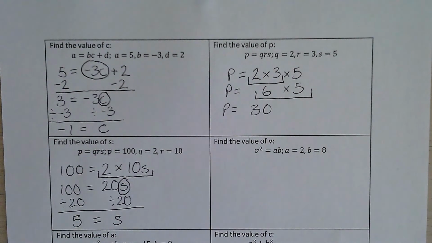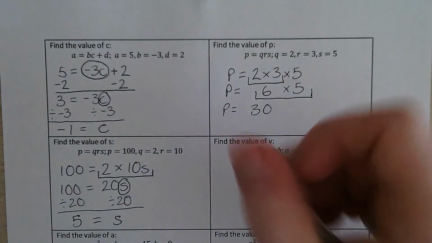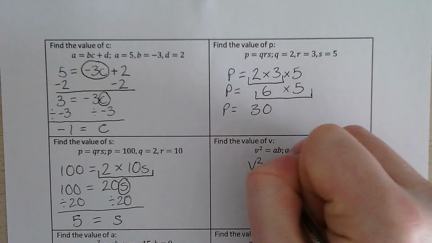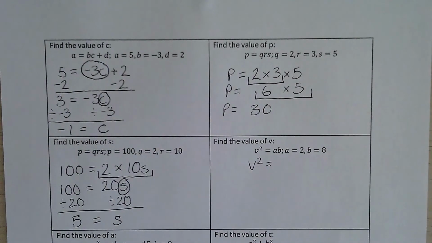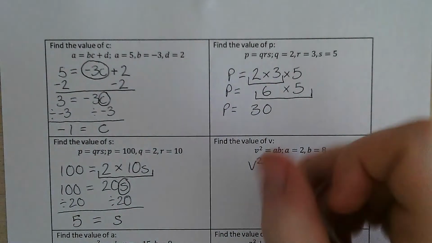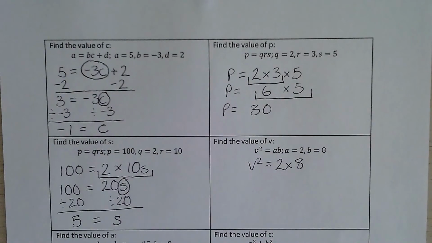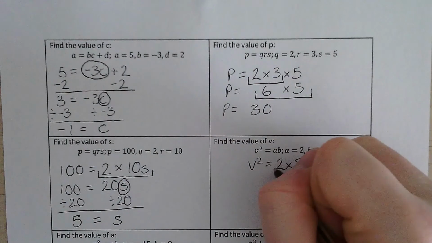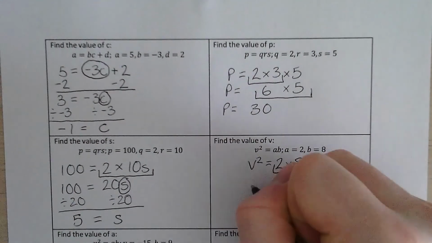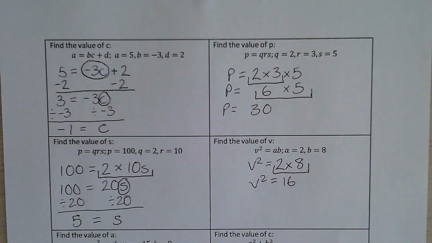Our next question is v squared equals ab when a is 2 and b is 8. We don't know the value of v, so v squared and the equals sign will drop down. A is 2 and b is 8, and because they're written next to each other, we need to multiply them. Well, 2 times 8 is 16, so we have v squared equals 16.